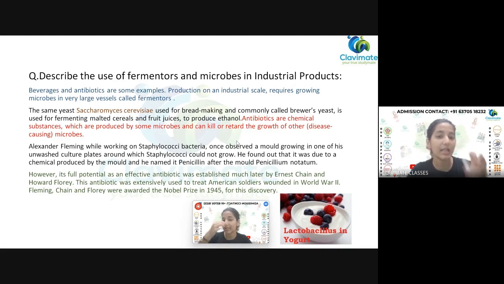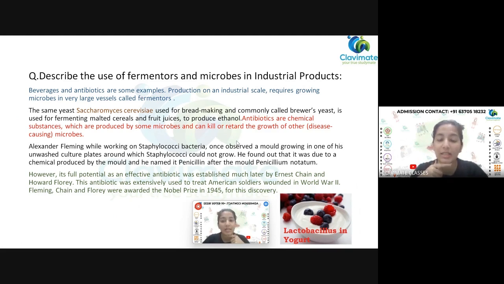Saccharomyces cerevisiae, this yeast, is used for bread making. This is also known as brewer's yeast. It is used for fermenting malted cereals and fruit juices, which produces ethanol.